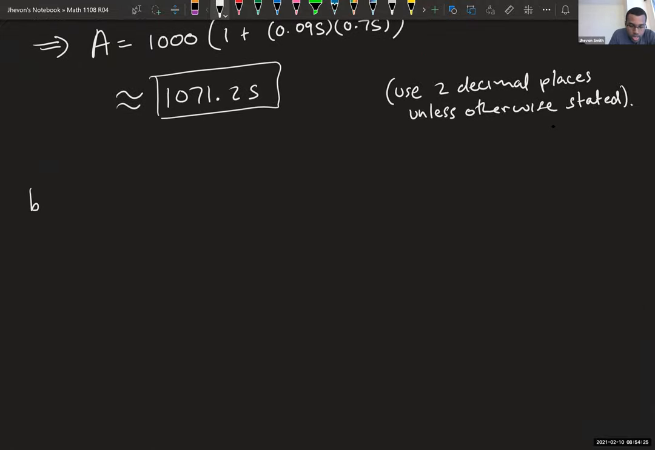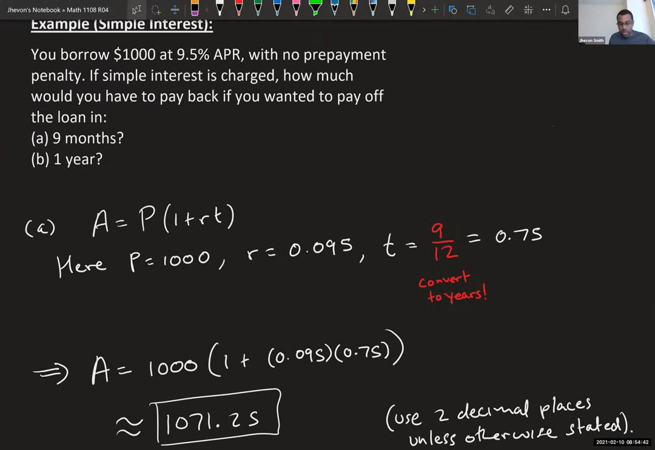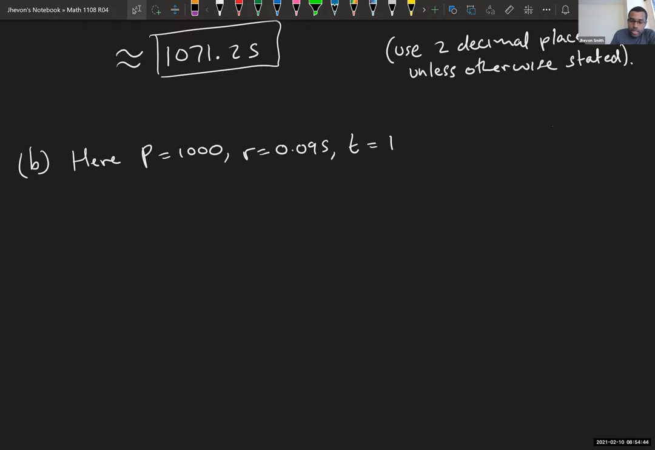How much would you pay over a year? Again, here, your P is 1,000. Your R is the same, 0.095. And your T is just one, right? It's the same as was stated, because it was stated as a year, which is the right units that we want. And so A equals P times 1 plus RT. You're learning a new formula. What you want to do is just write it all the time so you remember it eventually.